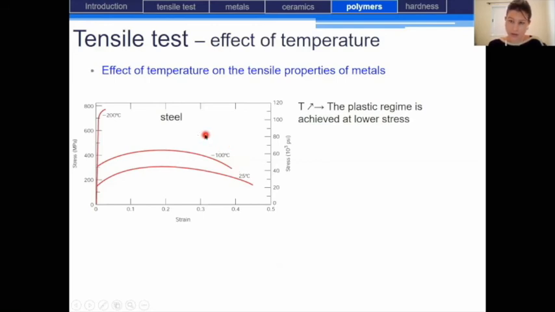When the temperature is lowered to minus 200 degrees C, you can see that you obtain a brittle material. And when the temperature increases, the plastic regime is achieved at lower stress. So here you should have a look at the transition between the elastic domain and the plastic domain. So the temperature has a great influence on the tensile properties of metals.